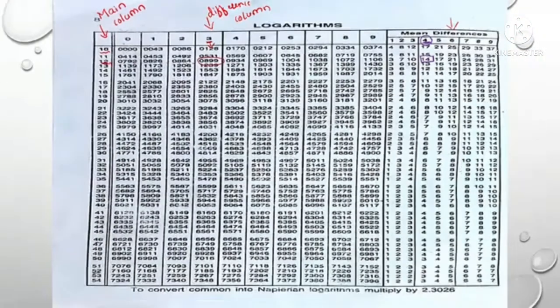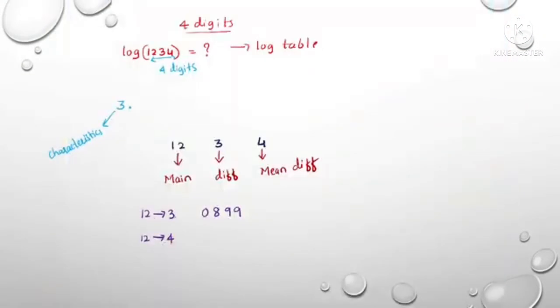Now we can go to the values. 12 at 3 is 0899. 12 at 4 is how much? 14. We have to add this number. 0899 plus 14, we get 0913. How much number did we get now? 0913. Now I am going to write this number here. So this 0913 is called the mantissa.